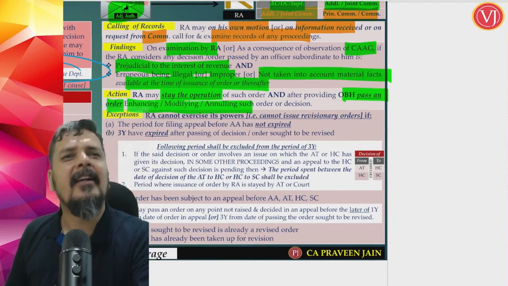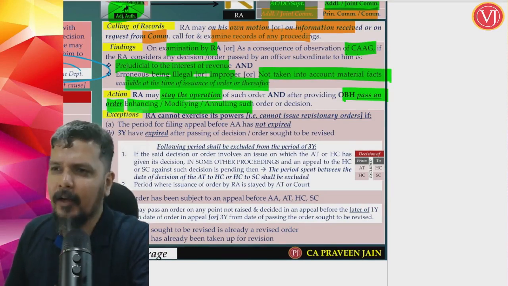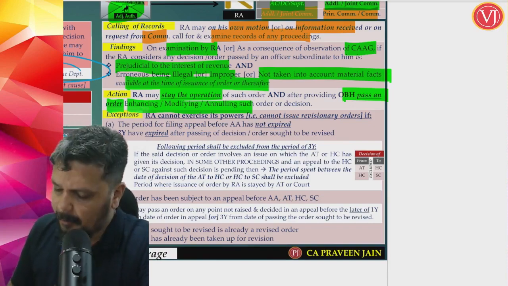Again, it cannot refer back. See, first appeals cannot refer back. They have to do the work of the adjudicating authority. They cannot refer back the matter.